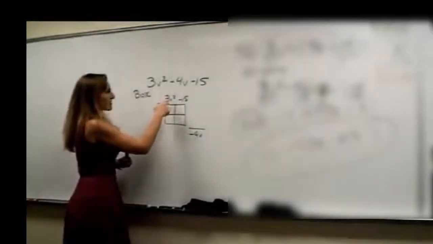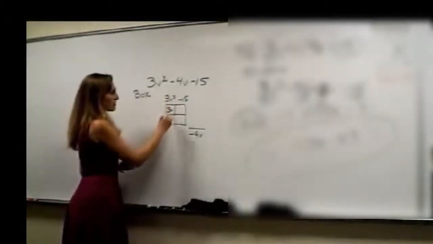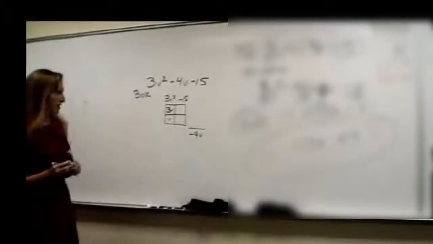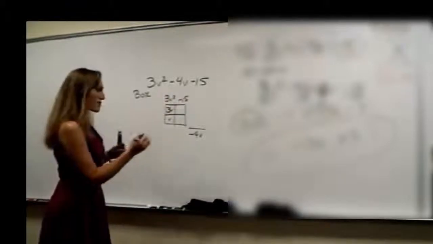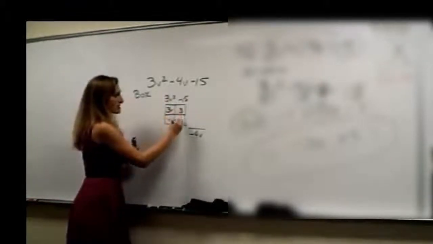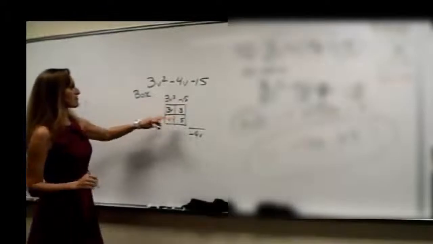So now I look for factors of 3b squared. 3b and b are the only options that I have. Now take a look at this 15. My factors of 15 are 3 and 5. Now I know that I'm not going to choose to put a 3 here. This is obviously wrong, and the reason why this is going to be wrong is take a look at the original trinomial.